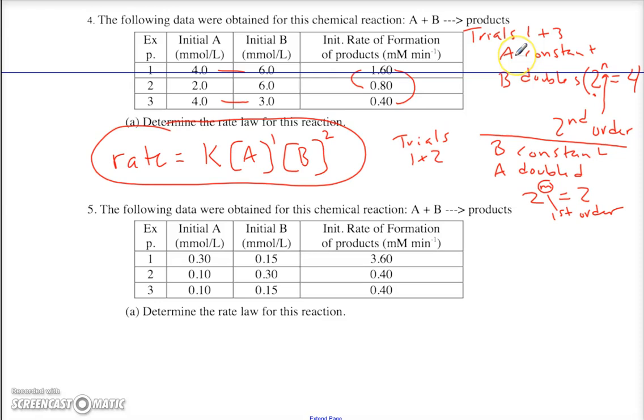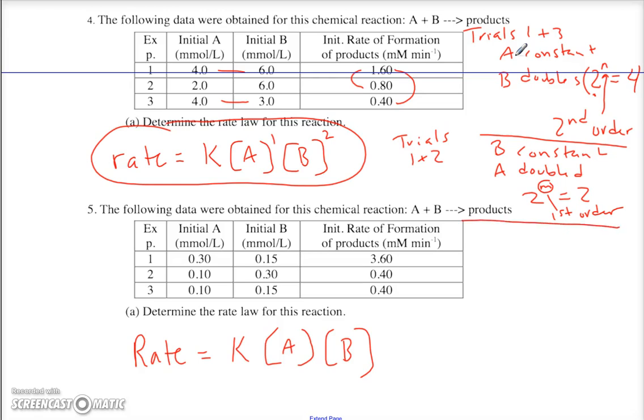Okay, let's take a look at problem number 5. We see that the following data were obtained for this chemical reaction, A plus B turning into products. Just starting with the basic rate law, rate is equal to k times [A] times [B], and our job is to figure out those exponents.